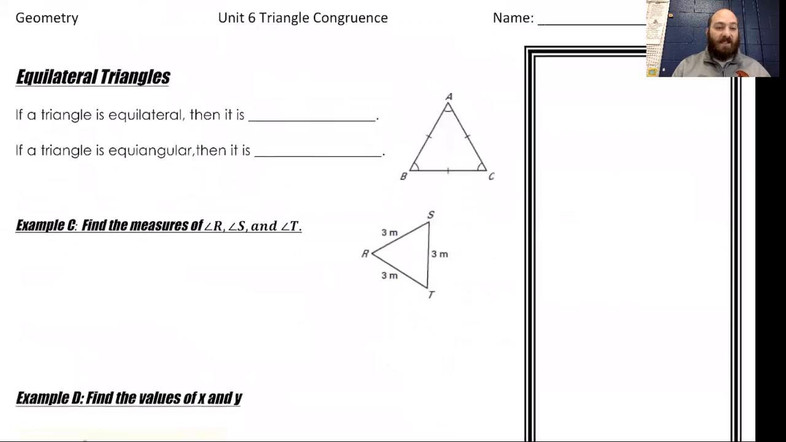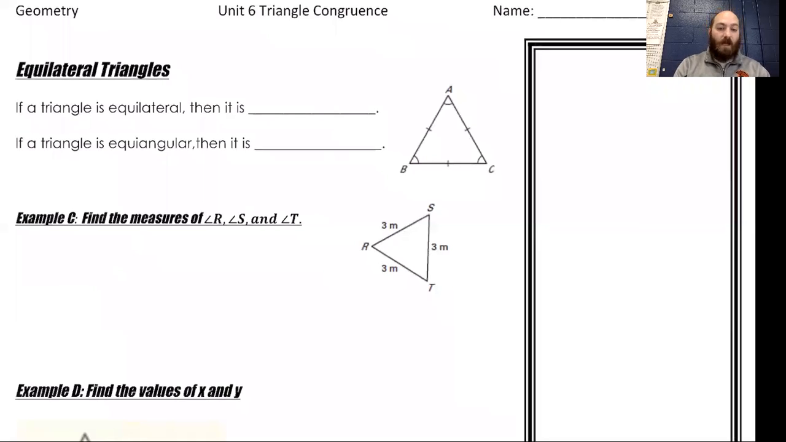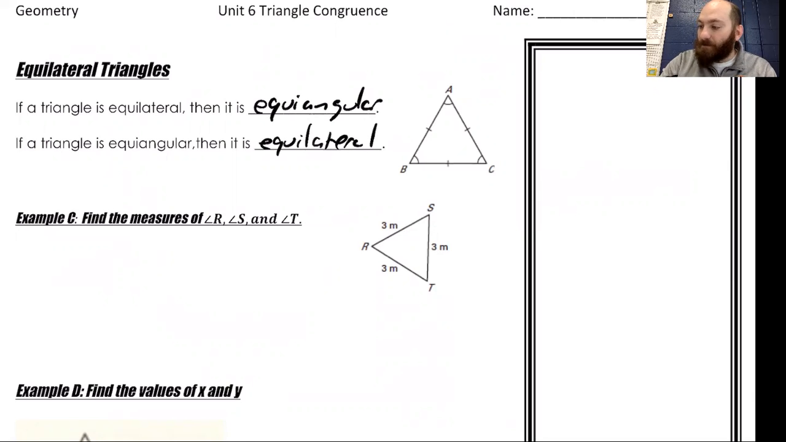The next part is a slight extension. That's equilateral triangles. If a triangle is equilateral, then it is equiangular. If a triangle is equiangular, then it is equilateral. What does that mean? It's kind of goofy.